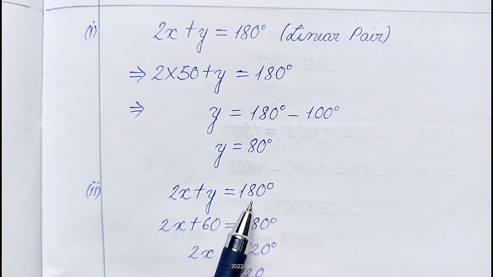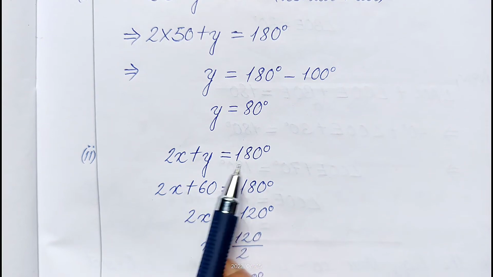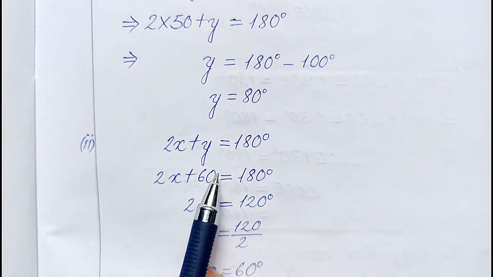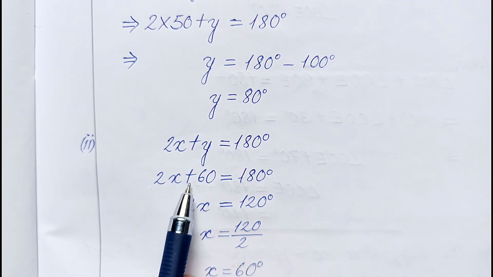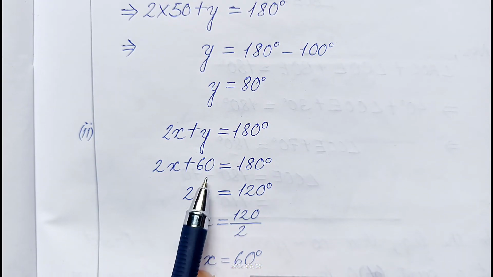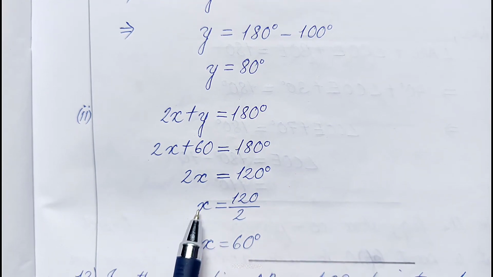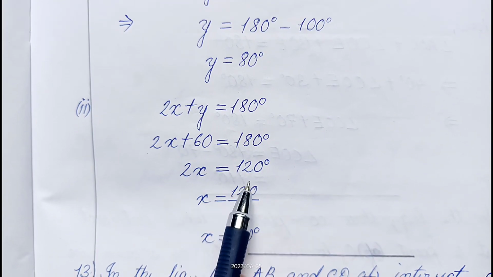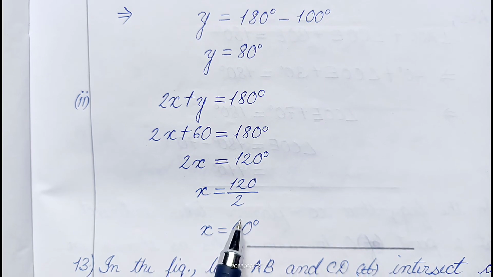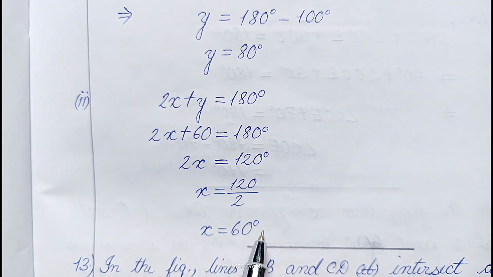In the second part it is given that Y equals 60 degree. Again in the same equation, if I replace Y by 60, then it will be twice X plus 60 equals 180. So twice X equals 180 minus 60, which is 120 degree. So X equals 120 by 2, which is 60. So in the first case Y will be 80 degree and in the second case X will be 60 degree.